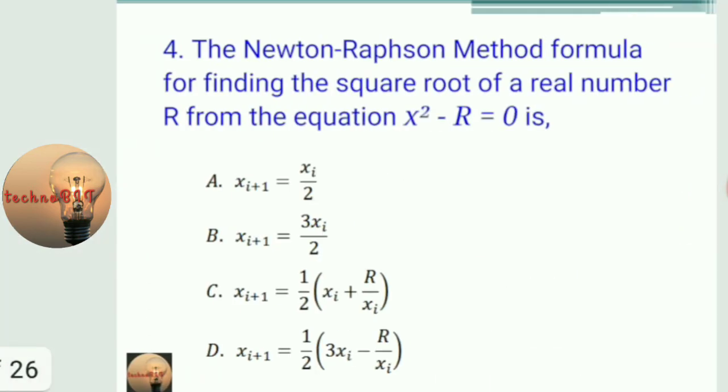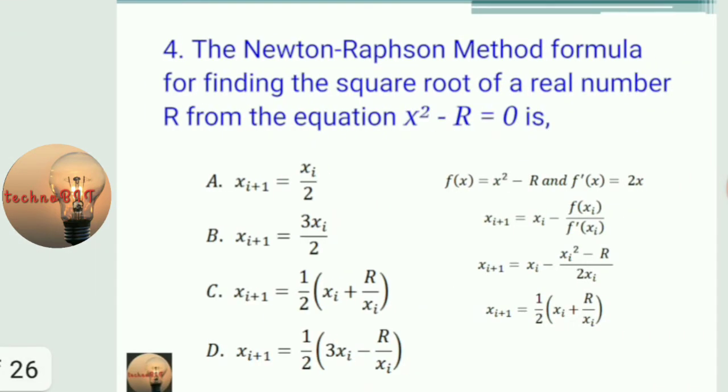Okay, now next question number 4, again based on Newton-Raphson method. So we have to find the square root of a real number, okay, in terms of r. Suppose that equation is x square minus r equals to 0. So we have to find a solution for x square minus r equation. Okay, so what should be the solution for this? Solution has been given. F of x is what?